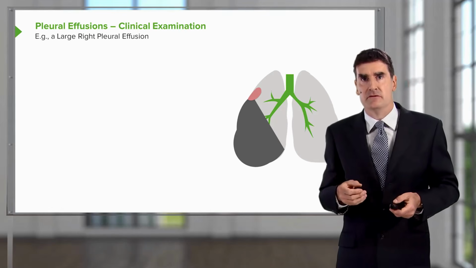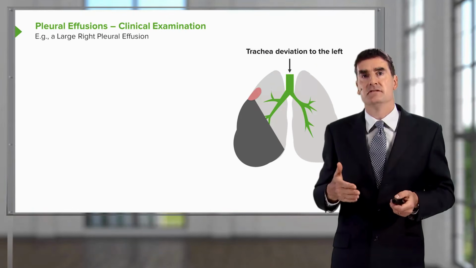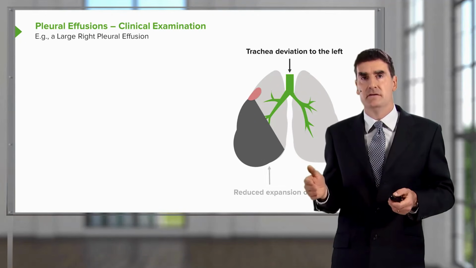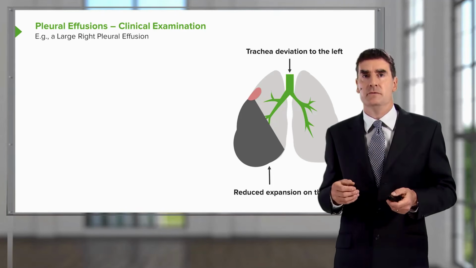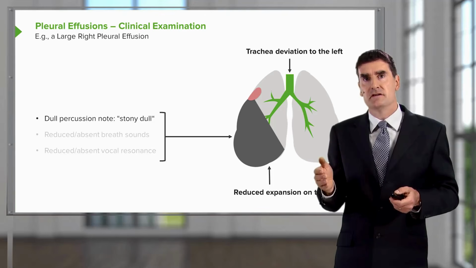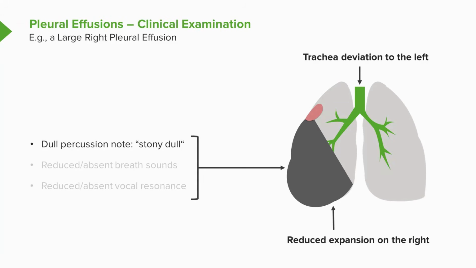So when you examine somebody with pleural fluid, what you'll find is that the trachea for large effusions may be deviated away from the affected side. The expansion of the lung with the pleural fluid around it will be reduced. And when you percuss, it will be very dull over the pleural fluid because the air has been replaced by liquid. And that's described as stony dull because it's very dull indeed. You won't be able to hear any breath sounds, and vocal resonance will also be reduced over the area of the effusion.